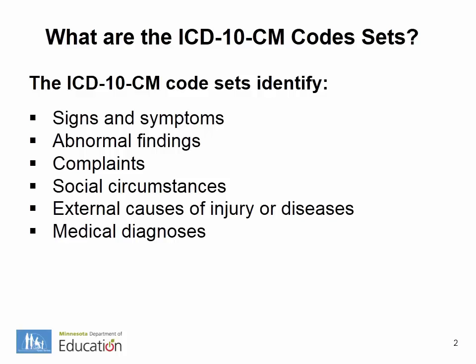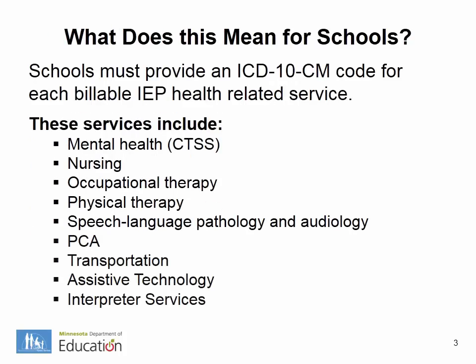The code sets themselves don't just identify medical diagnoses. They also identify signs and symptoms, abnormal findings, complaints, social circumstances, and external causes of injury or disease. All of these are characteristics of clinical modifications. So what does this mean for schools?